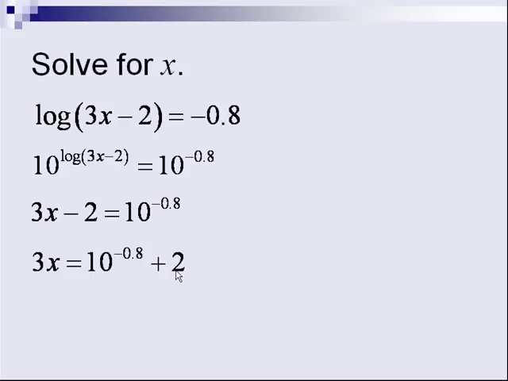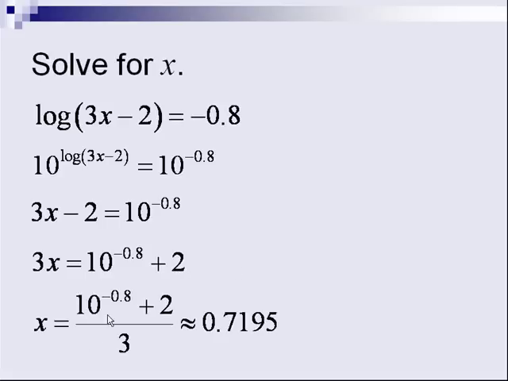I just leave that as it is. I'll calculate that in a second. And then the next step, divide both sides by 3. So that 10 to the negative 0.8 plus 2 now gets divided by 3, and it should come out to about 0.7195. So let's check that value real quick.